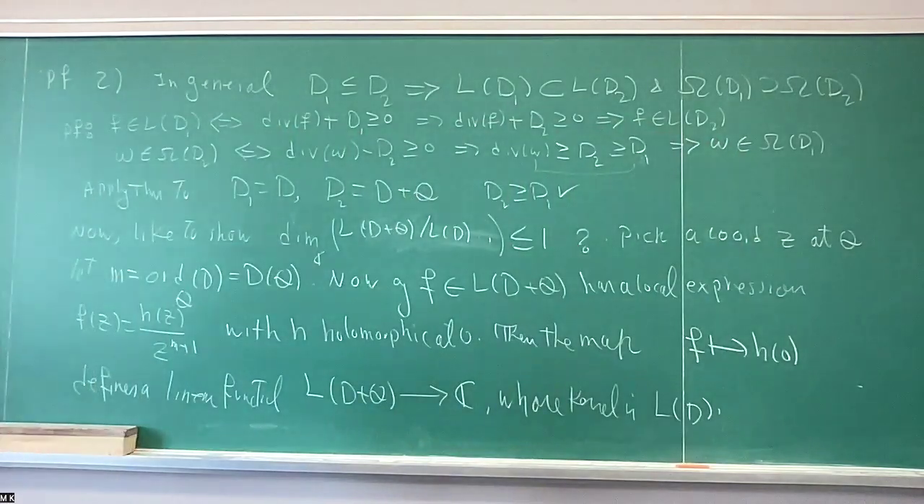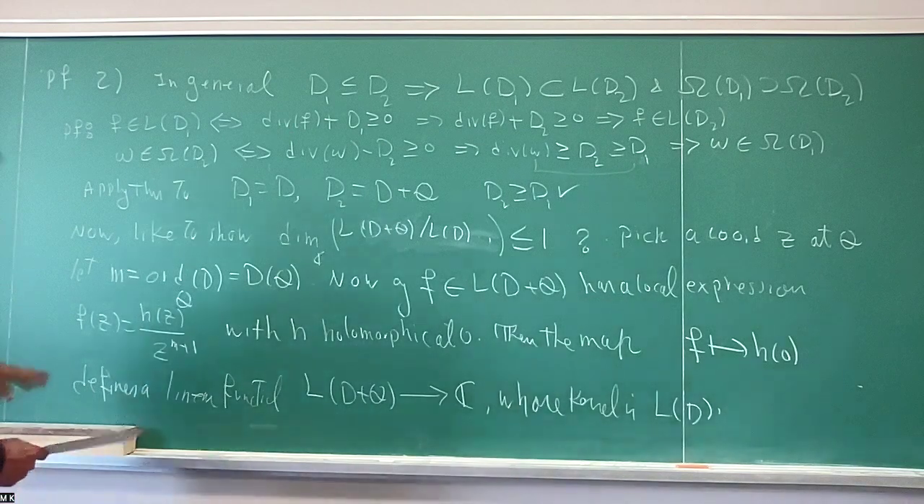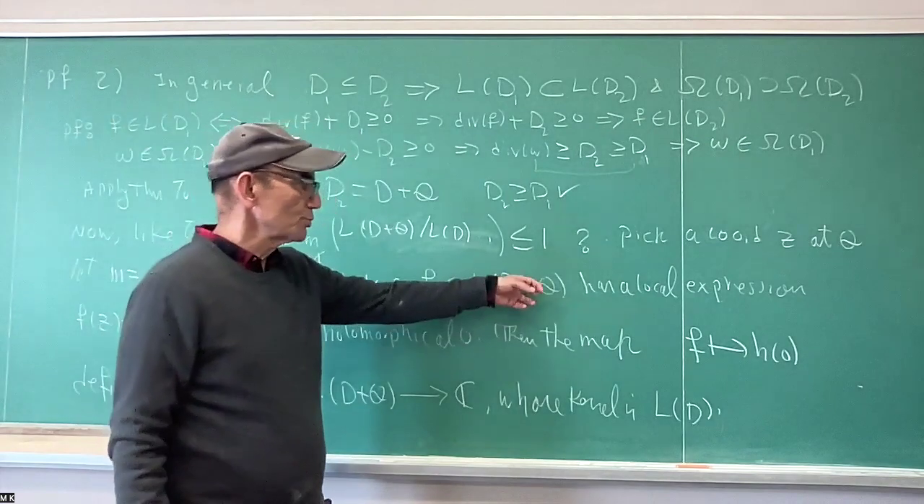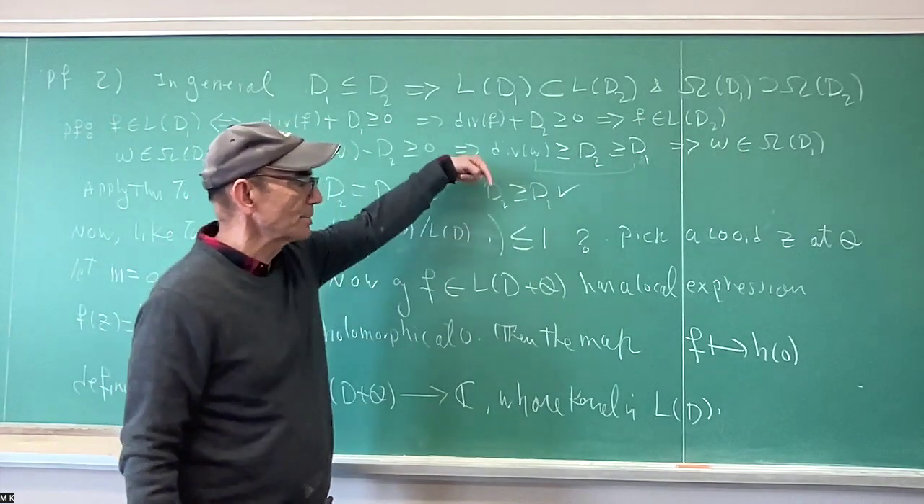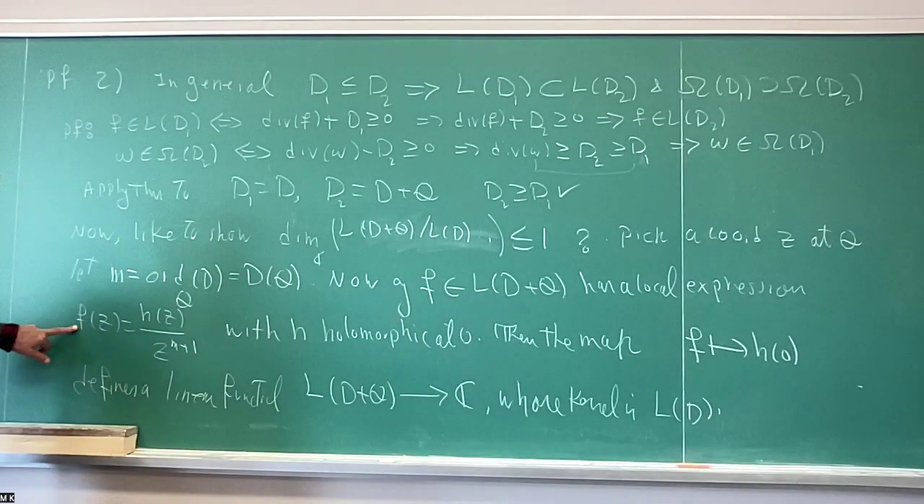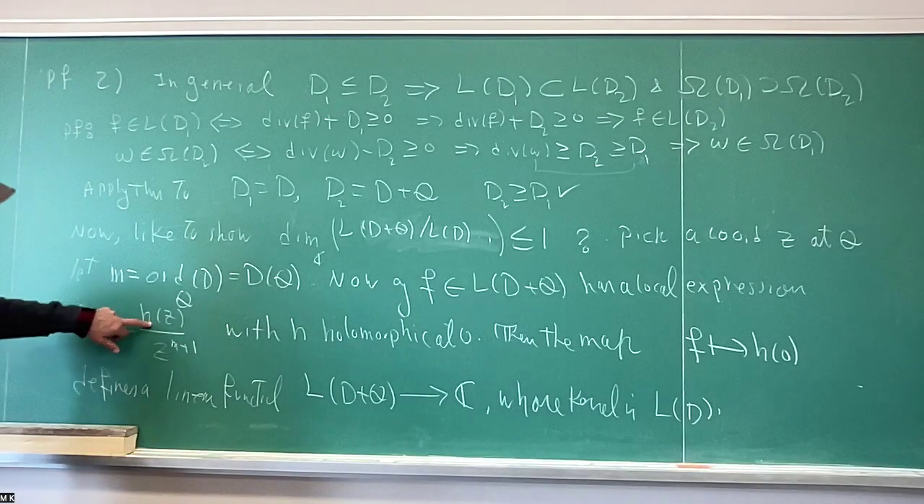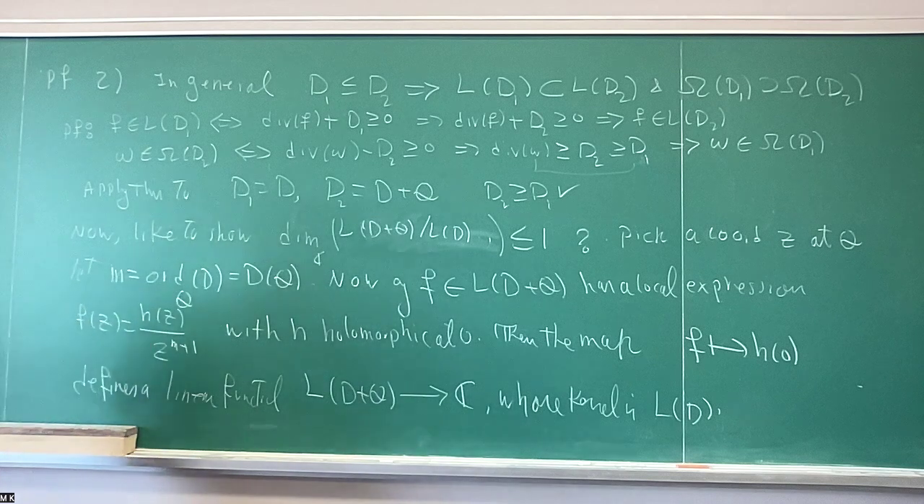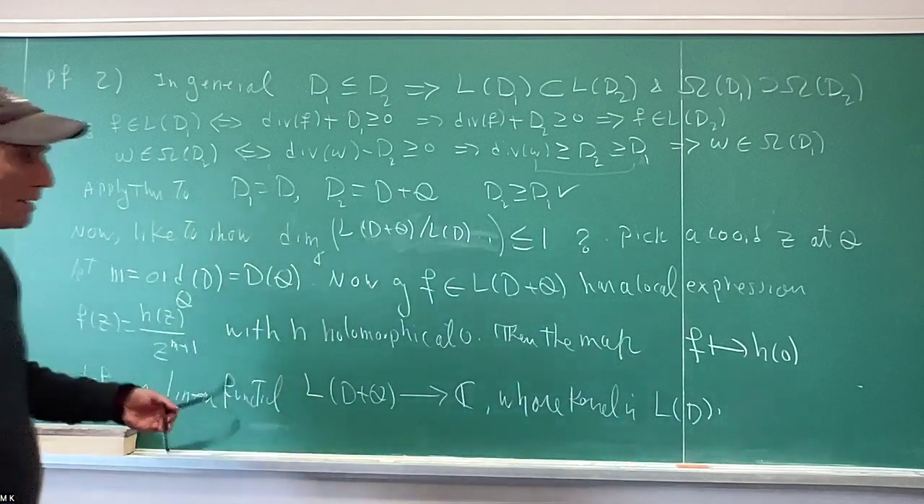Okay, so do you see why this is the case? Let's see. We are given one point Q. We just use a local coordinate z that maps Q to 0. So we just work around 0 in local coordinates. Then you can write f of z as h of z, where h is holomorphic, divided by z to the power n plus 1. Why can we write f in that form?